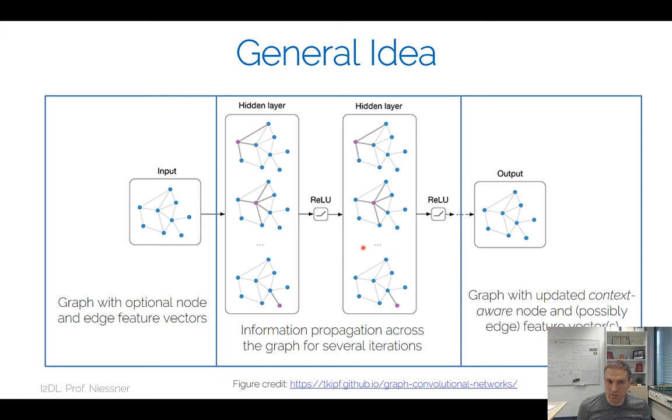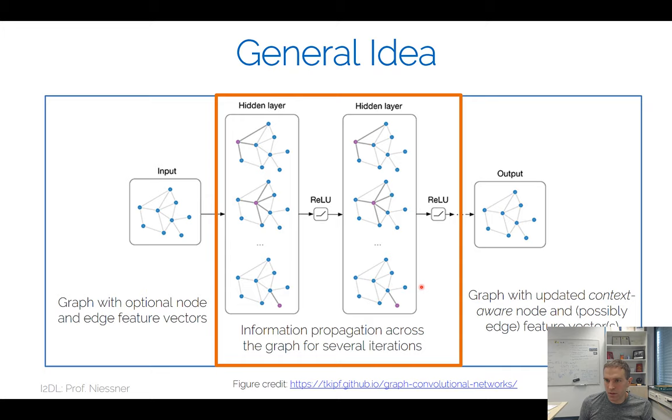So the core idea here is we want to figure out how to propagate information across the graph nodes and its edges for several iterations. Most of the time, the quote-unquote iterations are done via different layers, but there are different ways to do this in practice. Then the graph will be updated with the context-aware nodes and the respective features associated with them.